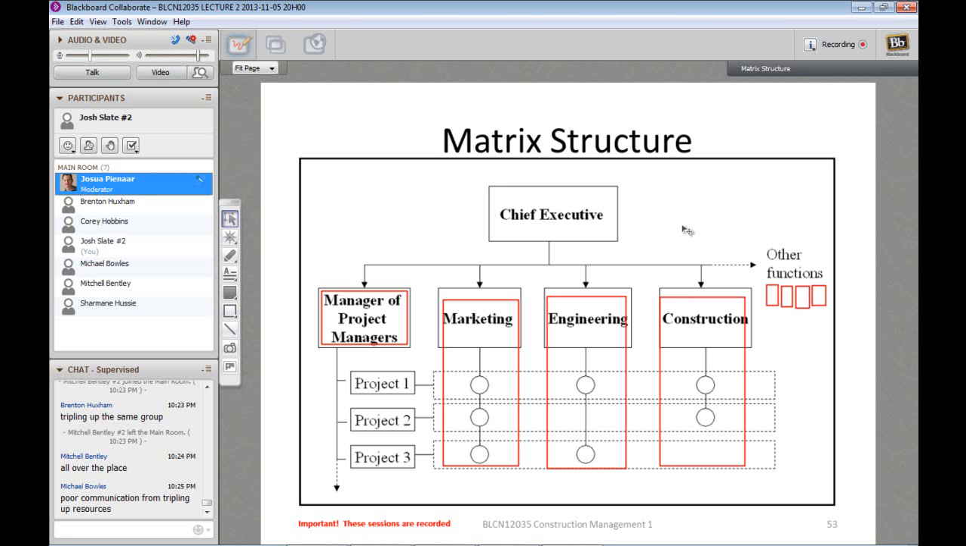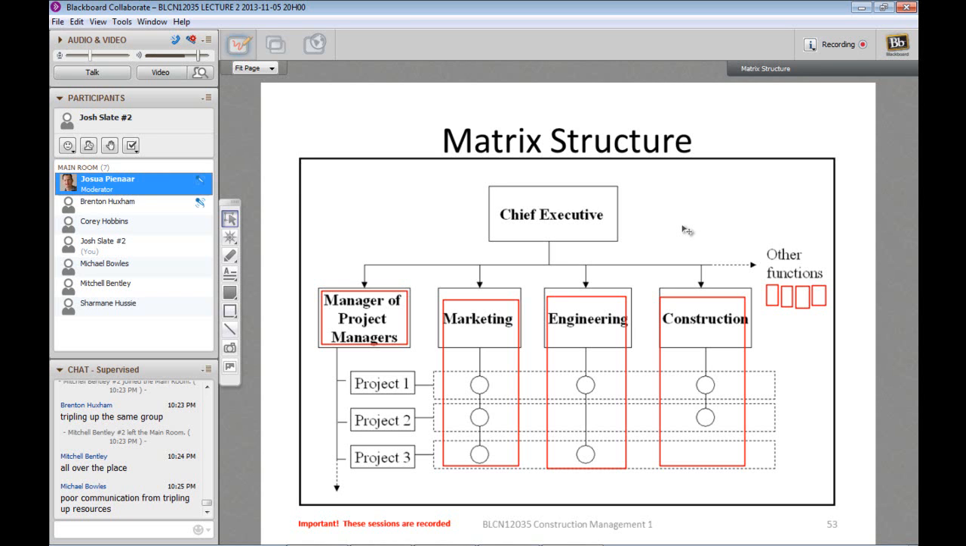If you just look at the sketch, what's one of the main issues we have with a matrix organization? Is it a good approach for a construction company? Any ideas? Any takers for this one? I'd say no. Well, marketing side, yes, but then your engineering construction side, no. All right, and why do you say that, Brenton?